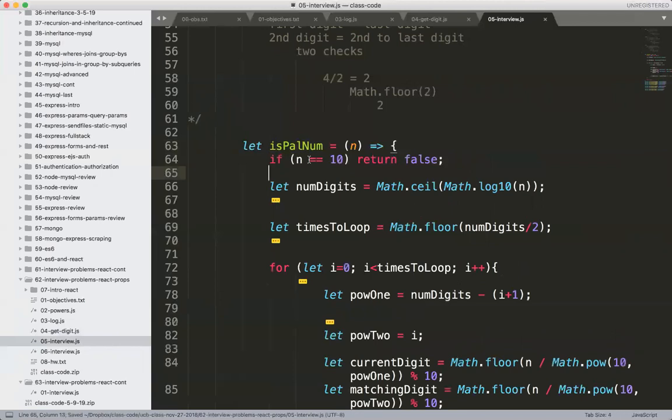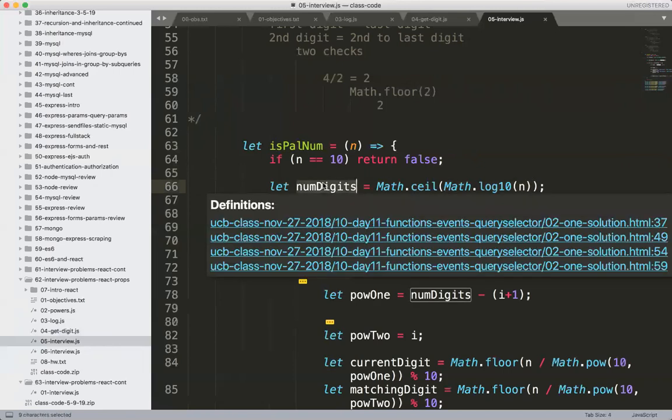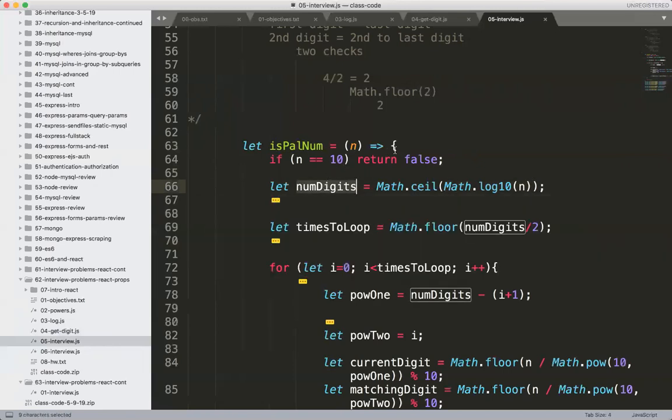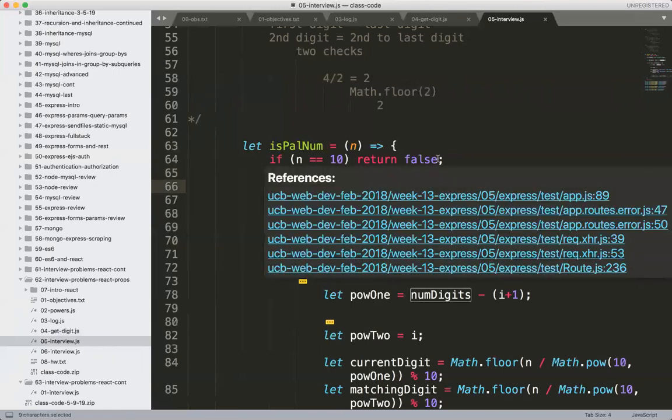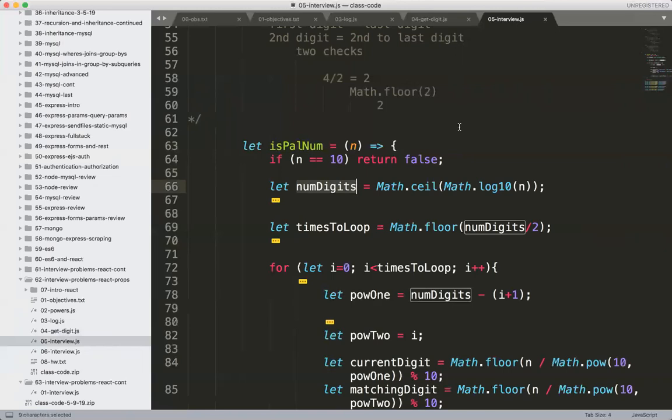So Kwa just said that this is the one case where it won't work. The reason why is because the number of digits for 10, Math.log 10 will give you what? 1. Math.ceiling of 1 is 1. So num digits will end up becoming 1 instead of 2 in that one case of 10, right? Kind of annoying, but that's the one case right there.